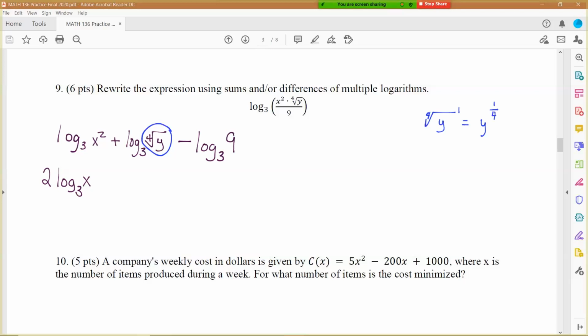Which means, what would we have to do with that 1/4 if it's an exponent now? What do we do with the exponent over here? We brought it to the front. So here we would bring the 1/4 to the front. So 1/4 log base 3, the y stays there.